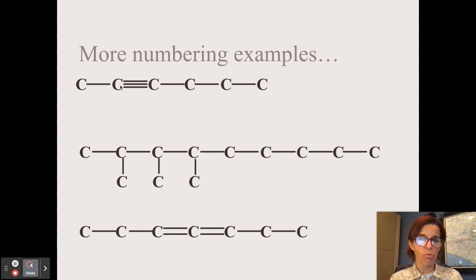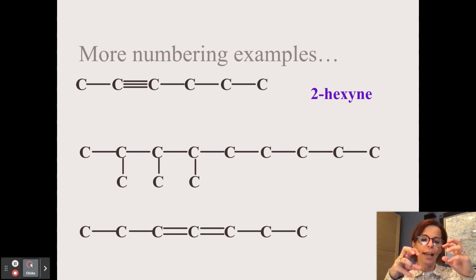1, 2. So the triple bond is off of the second carbon. It's where it starts going that direction. So we call this 2-hexyne. The 2 tells us that the triple bond is located between carbons 2 and 3. The hexyne tells us there's only one triple bond. If there's more than one triple bond, which you'll see in the third example, or more than one double bond, we have to add another prefix.